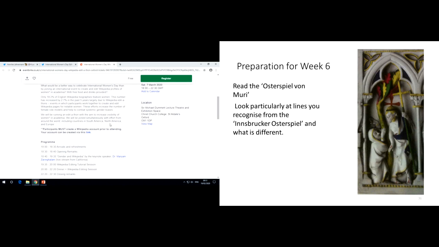So next week we are going to start looking at the first three fragments from Muri. I'd advise, if you haven't read it, to read the full thing. I'm particularly looking for the structural indicators, since there are fewer stage directions for the Muri play than for the Innsbruck play. You'll have to have at the back of your head the structure of the Innsbruck.